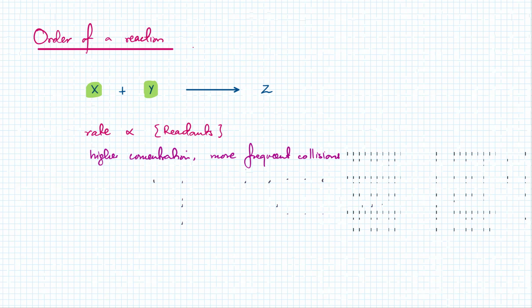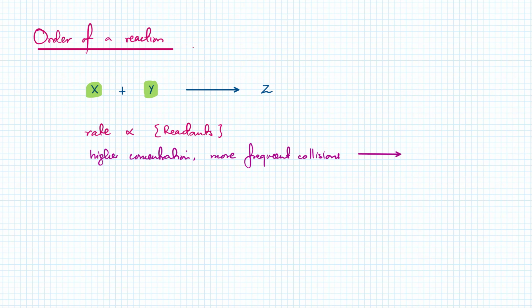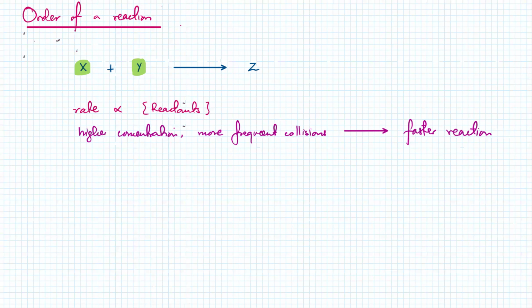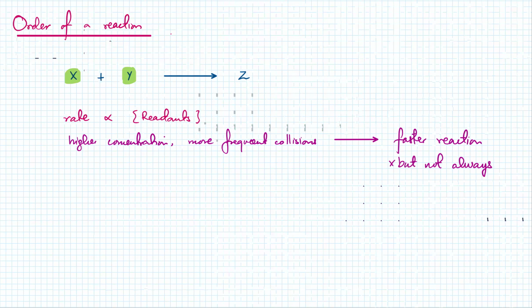अच्छा, so higher concentration, more frequent collisions, and you should have a faster reaction. Or, I mean, that's the common logic, right? You got higher concentration, you're going to have more particles, you're going to have more frequent collisions, and technically you should have a faster reaction, but not always. Okay, so sometimes having a higher concentration does not affect the rate of reaction.